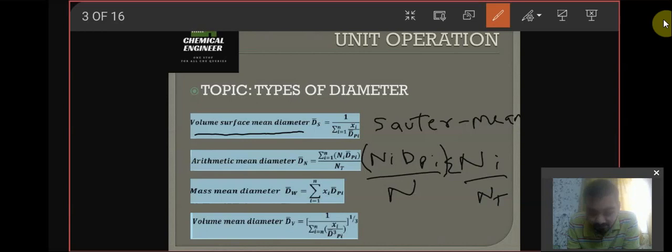In mass mean we have a direct formula, that is sigma xi into dpi. Then in volumetric mean we have 1 upon sigma xi divided by dpi cube whole raised to 1 by 3. So that is similar to Sauter mean, but here we will do cube and then in total 1 by 3. So these are all the diameters you should remember. Note down all the formulas side by side.